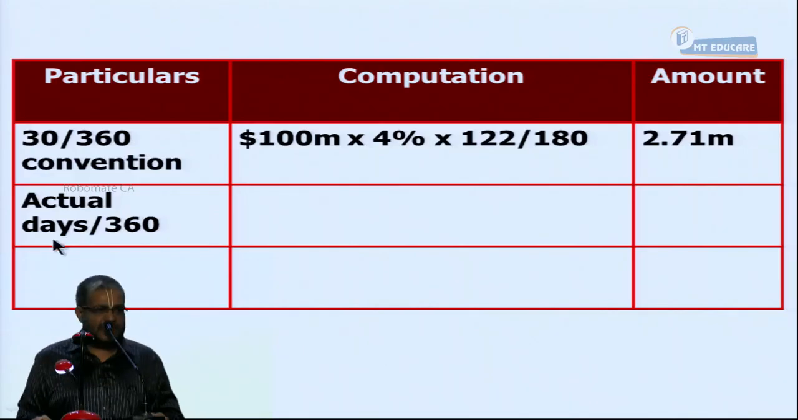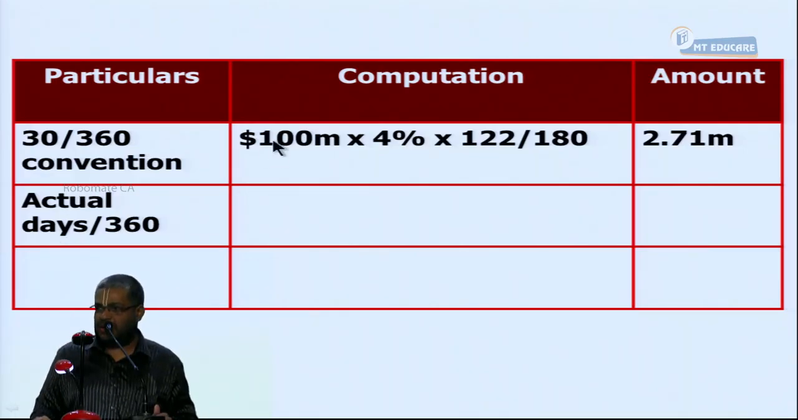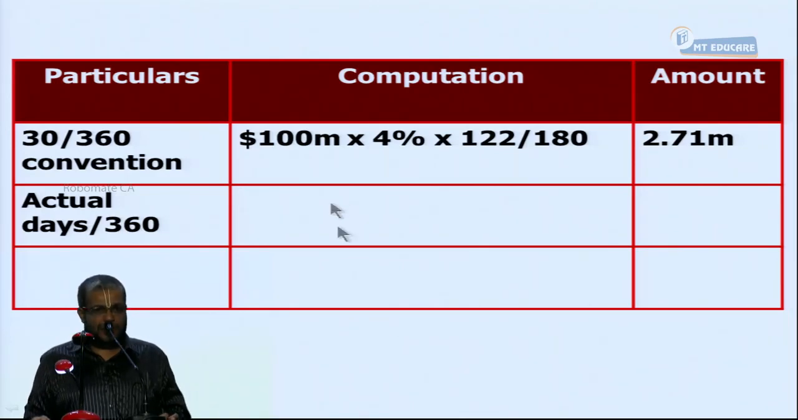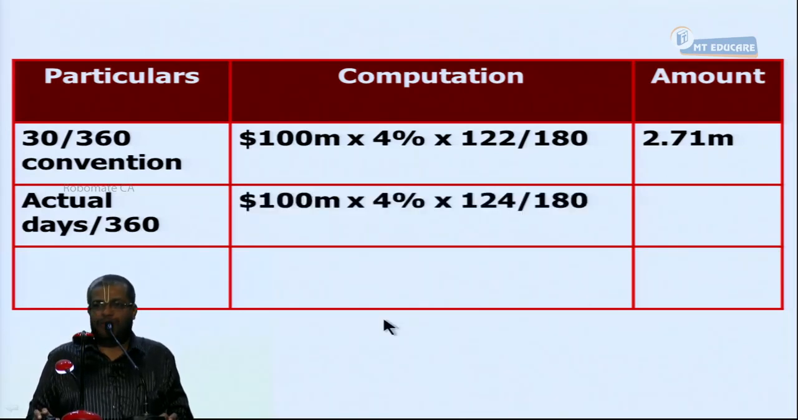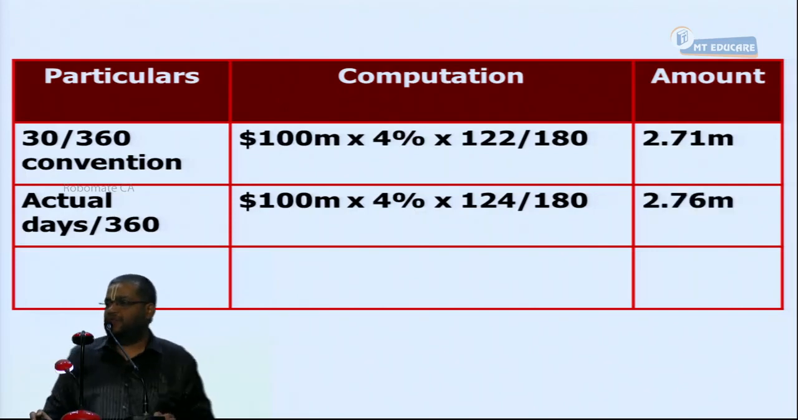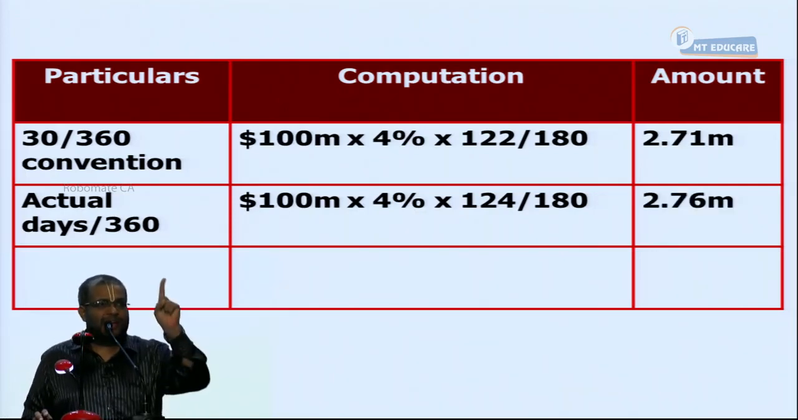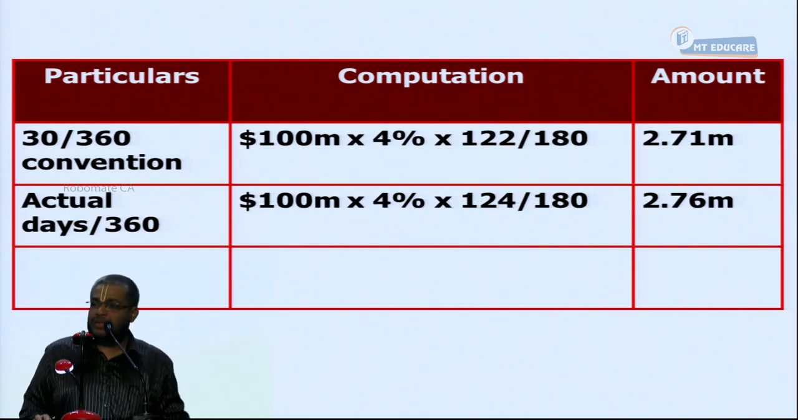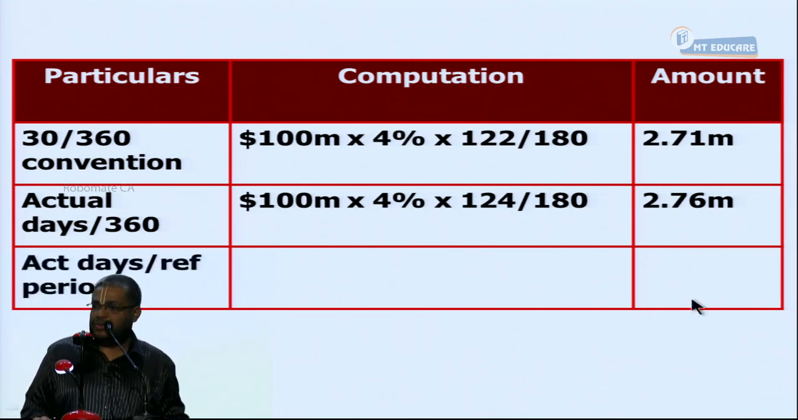Can you all tell me what is the actual by 360 interest calculation? $100 million into 4% into 124 divided by 180. That gives you 2.76 million. I want clarity. Yes or no? Third is what by what? Actual days divided by reference period.